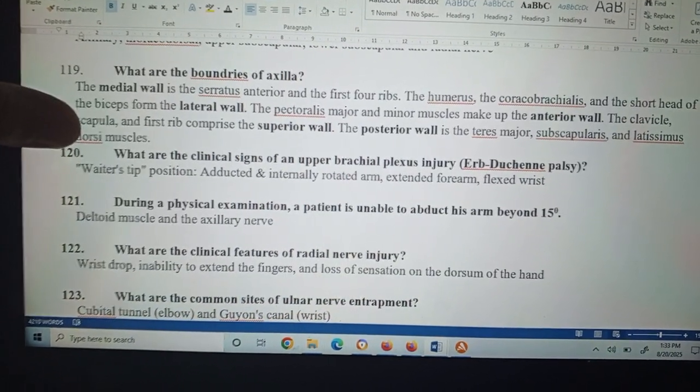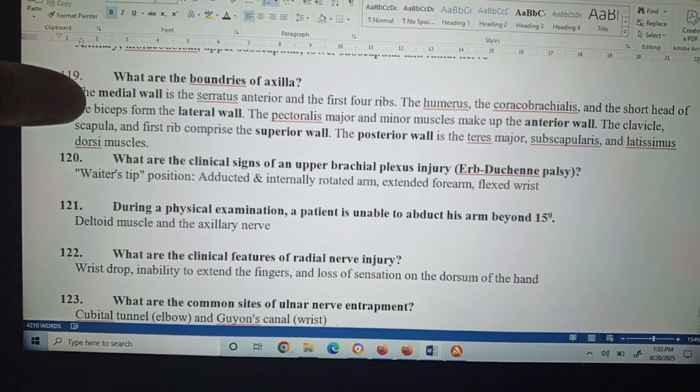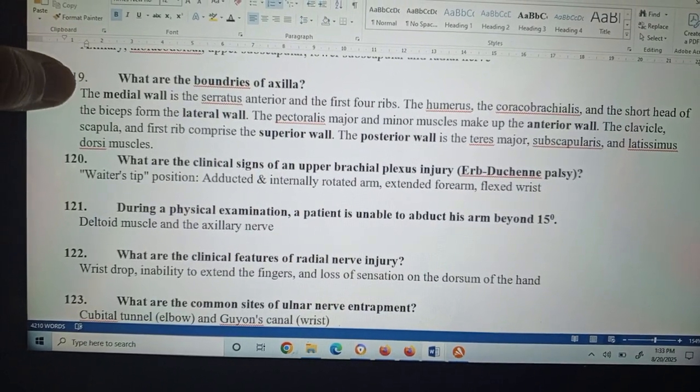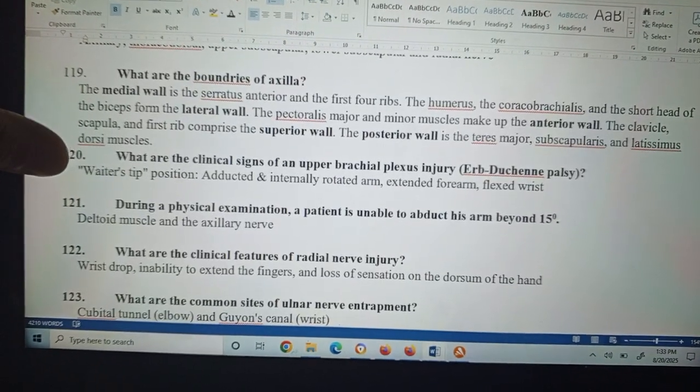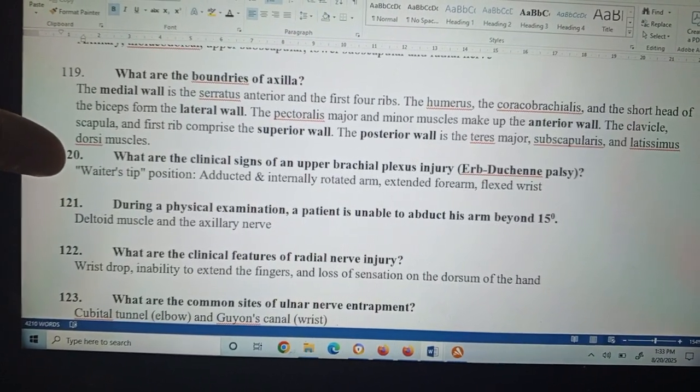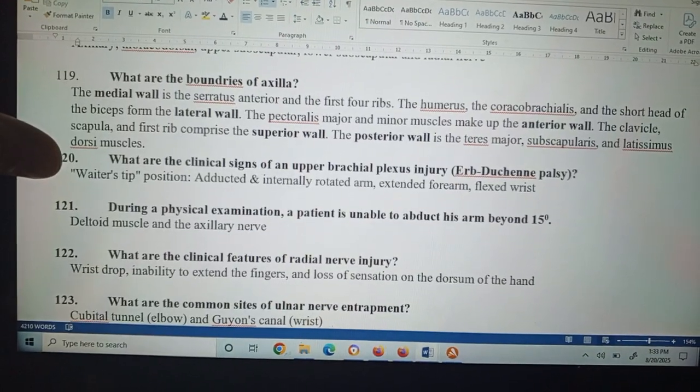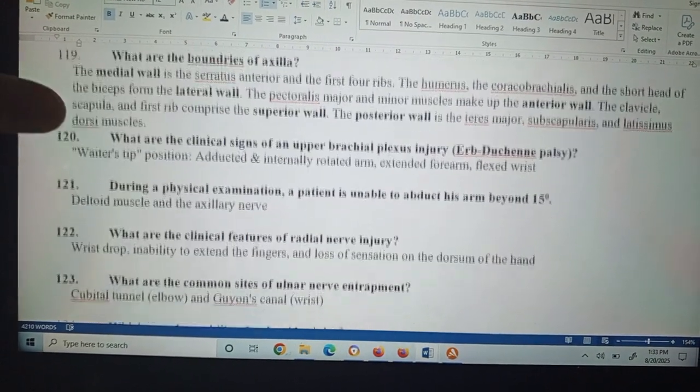Medial wall is the serratus anterior and the first 4 ribs. Humerus, coracobrachialis and the short head of the biceps form the lateral wall. Pectoralis major and minor muscles make up the anterior wall. Clavicle, scapula and first rib comprise the superior wall. Posterior wall is the teres major, subscapularis and latissimus dorsi muscle.